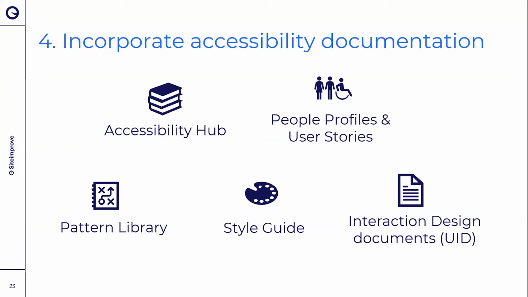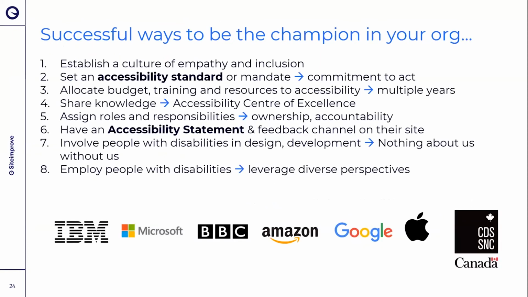Create those profiles, create user stories of your own, a pattern library, your style guides, and interaction design systems. All of those, incorporate those best practices for accessibility, bake those in, and then you'll never forget them and they won't be overlooked. So, successful ways, finally, to be a champion in your organization.